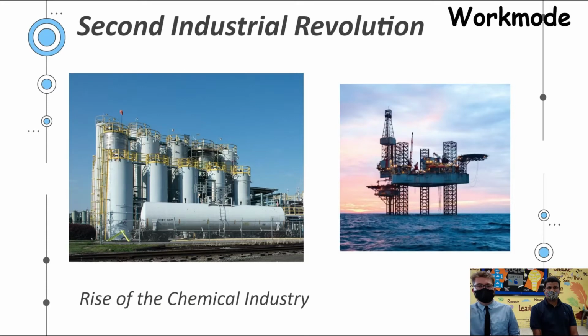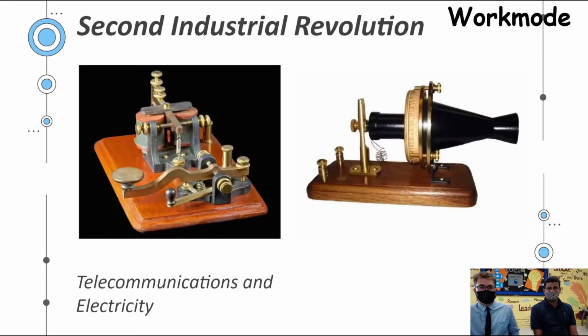Next, we go to the second industrial revolution. This happened after the 1840s, and the most important change was the use of the chemical industry. So oil and natural gas, and people started using coal to power their companies and factories and produce electricity. If we go ahead, we will see the second important part was telecommunications and electricity.